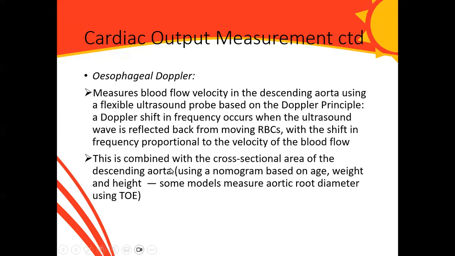Now what just happened is that as ultrasound is being reflected back by the blood cells that are flowing, you can get the flow of blood from there, and you use it in combination with the cross-sectional area of the descending aorta to measure the cardiac output. And a nomogram based on age, weight, and height is usually used.